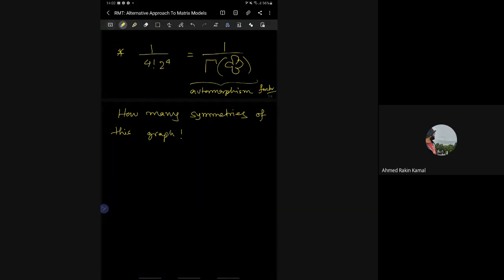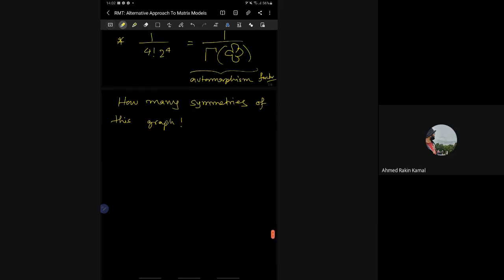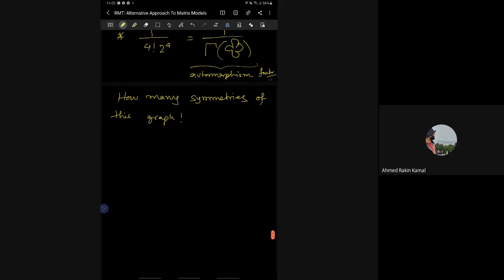So this number is, again, the symmetries of the graph, or how many operations I can perform on the graph and still get my graph back. So let's see what kind of numbers we would generate for the previous example. Let's say for this example, we have 9 of these, right?